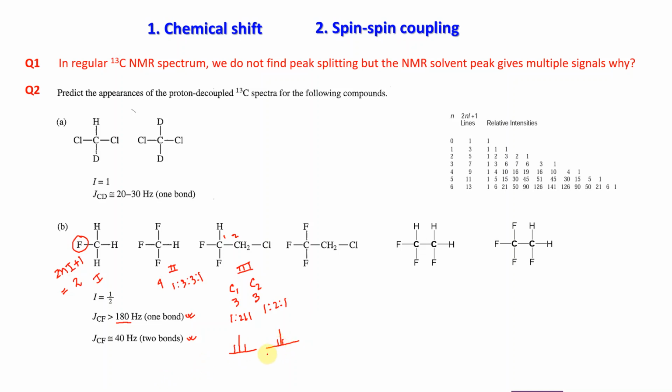So here the gap will be more, but here the gap will be less, because your coupling constant here is 40 hertz and here around 180. Okay, you got it? So that will be the nature of your peak. What we are going to see now is easier: this compound 4.